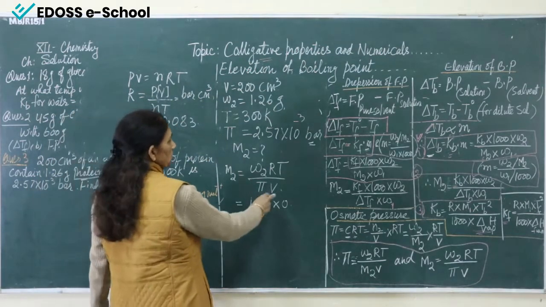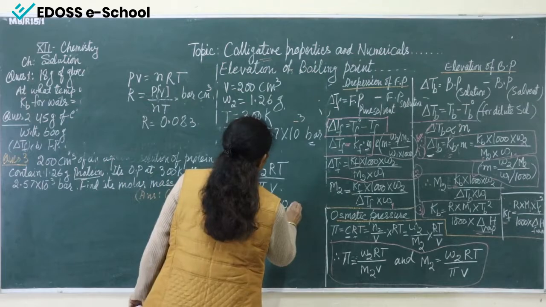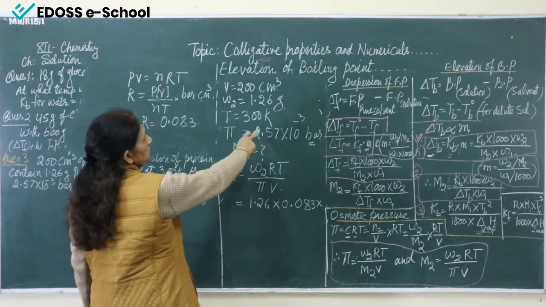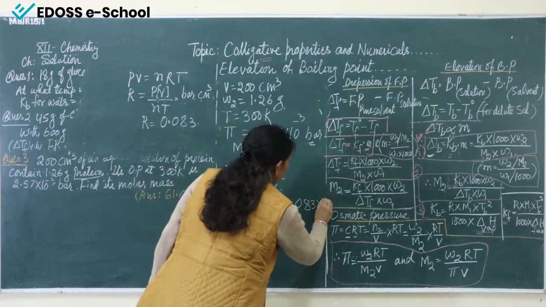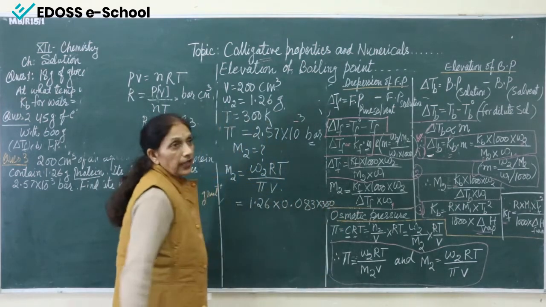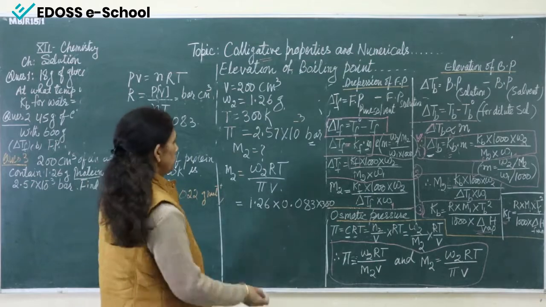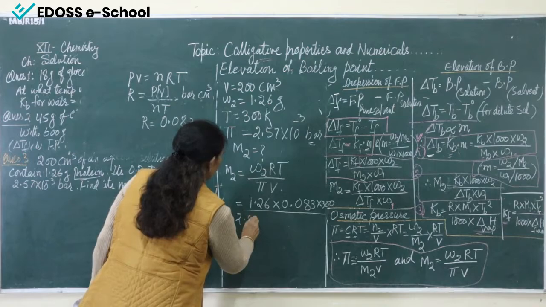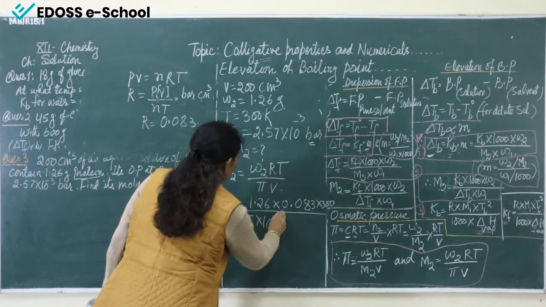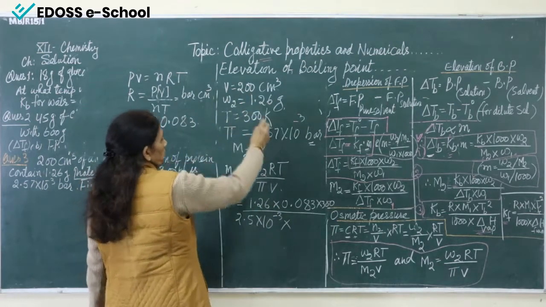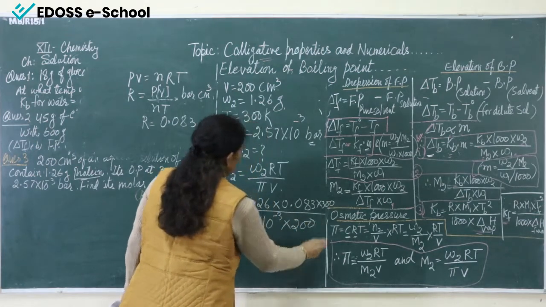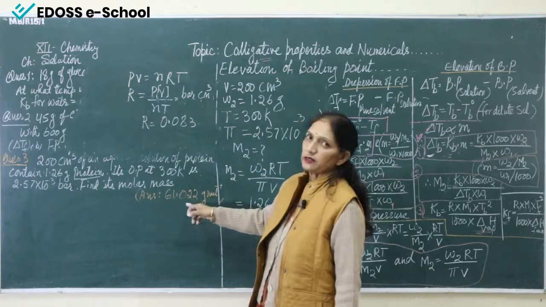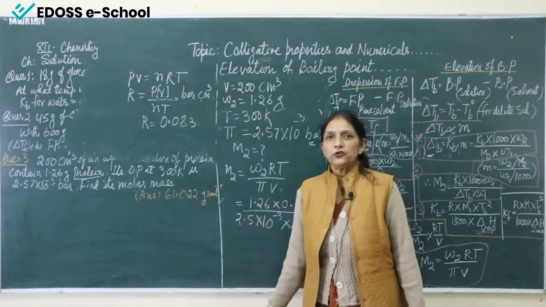So this is equal to 0.083, and temperature is given to us as 300 Kelvin. And remember, temperature also we have to take in Kelvin. Sometimes it is given in degrees Celsius. So pi, osmotic pressure, is given as 2.57 into 10 raised to power minus 3, and volume is given as 200 centimeter cube. Now if you calculate it, this will be the answer. M2, the molar mass, you will get.